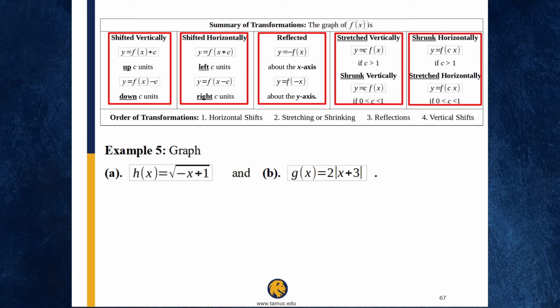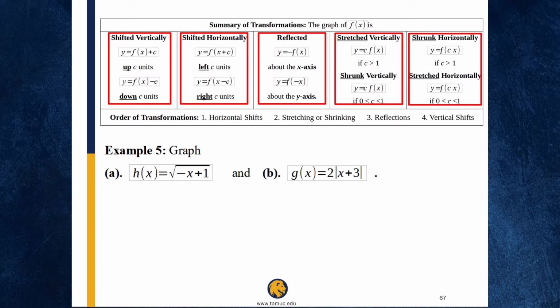On the other hand, it shrinks horizontally for f of c of x if c is greater than 1. It stretches horizontally for f of c of x if 0 is less than c less than 1.